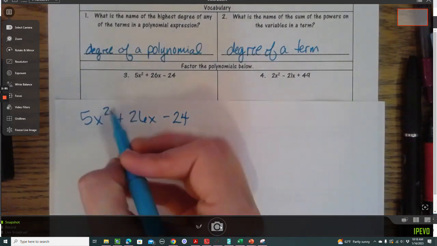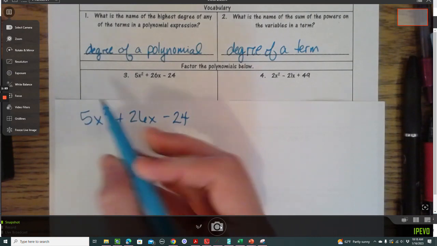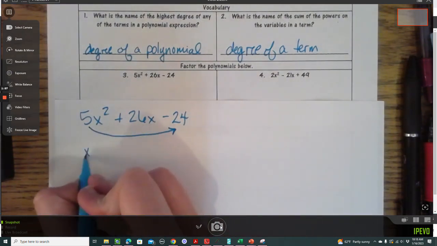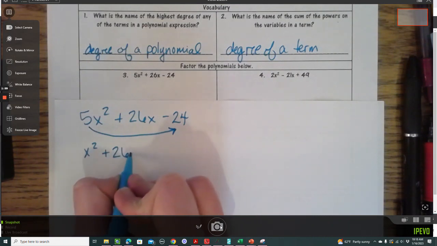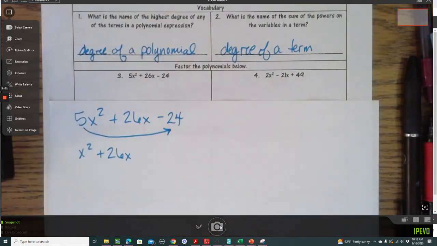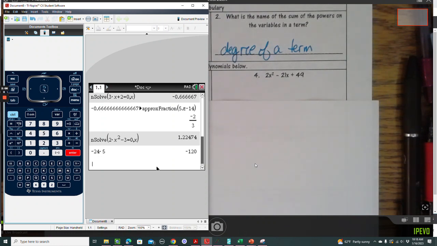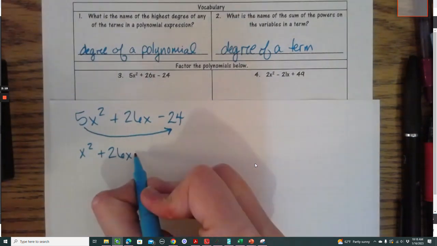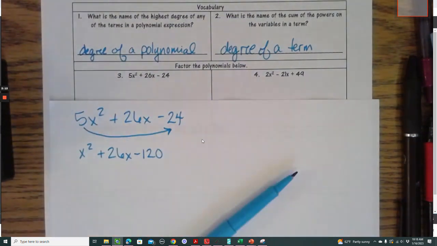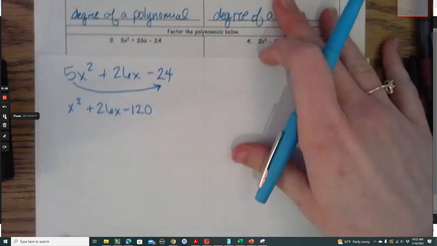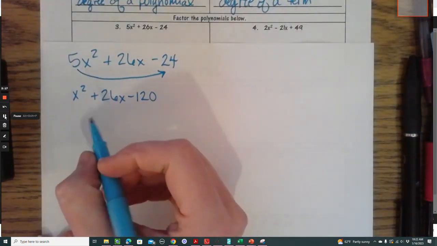So slip and slide is when we took the number that was here and slipped it to the back. So x squared plus 26x, and then we did negative 24 times 5. Negative 24 times 5 is negative 120. Okay, so then from here is where we can factor it.